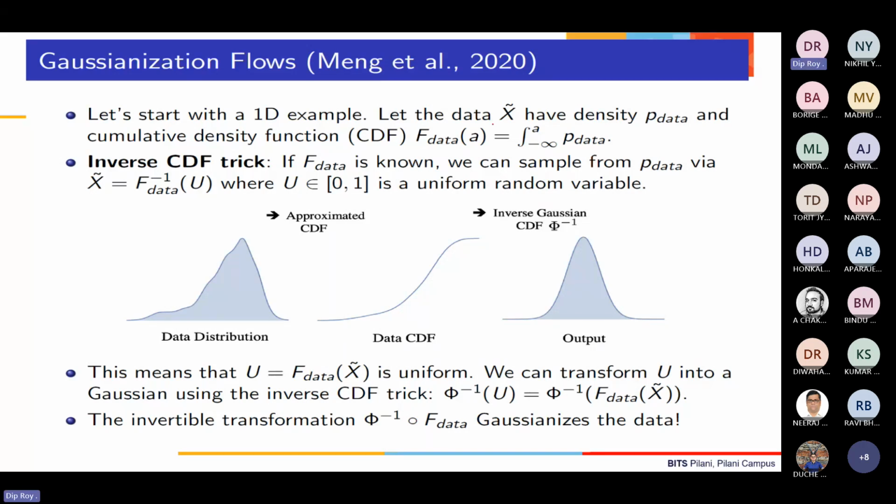Let the data X tilde have density P data. When X has a density P data, it will also have a cumulative distribution function, the CDF. Now look at this particular diagram. Don't look at the formulas too much. Look at the diagram. This is your data distribution.